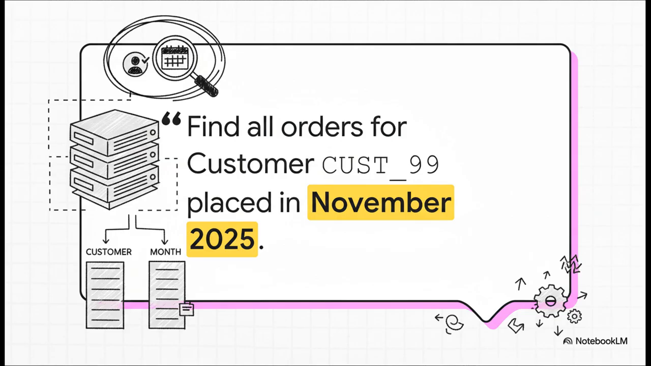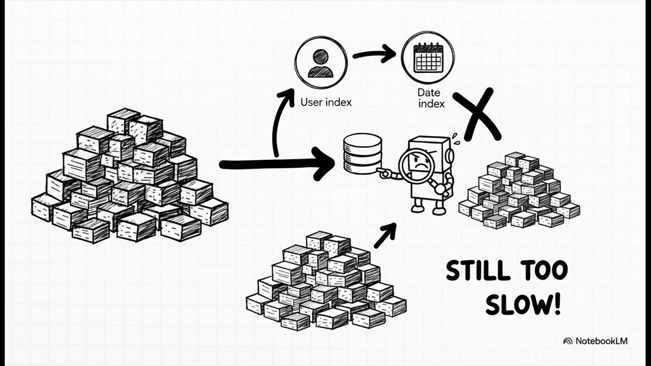Picture this. Your boss walks over and says, "Hey, I need you to find all the orders for this one customer that were placed during this specific month." It sounds like a totally normal request, but look closely. There are two conditions here, the customer and the date, and a simple single-column index just isn't going to cut it.